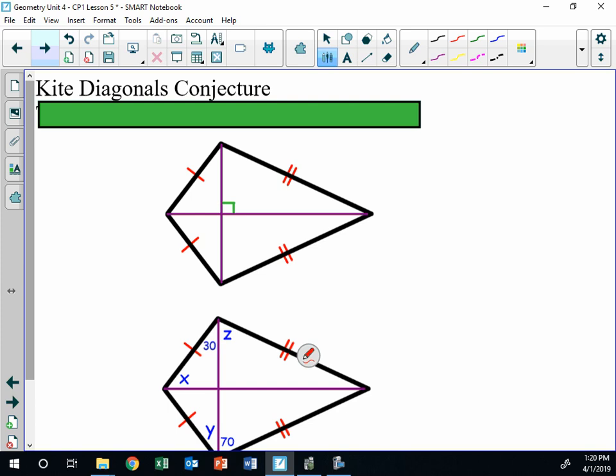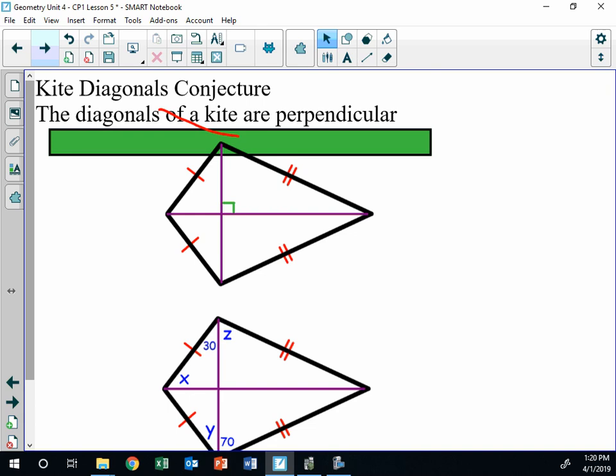Now, our next conjecture is the kite diagonals conjecture. And what that states is, the diagonals of a kite are perpendicular to each other. So the diagonals connect the two non-vertex angles and the two vertex angles. And if this is a kite, it does make a 90-degree angle since they are perpendicular.